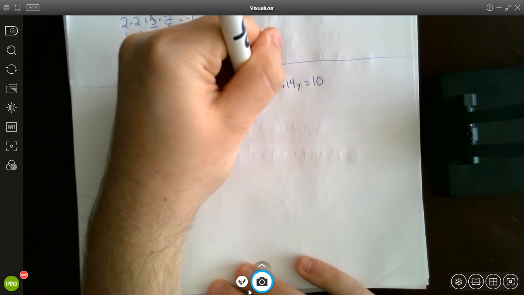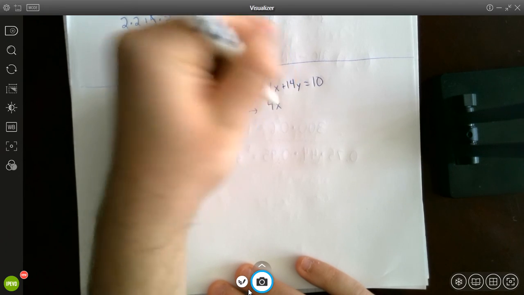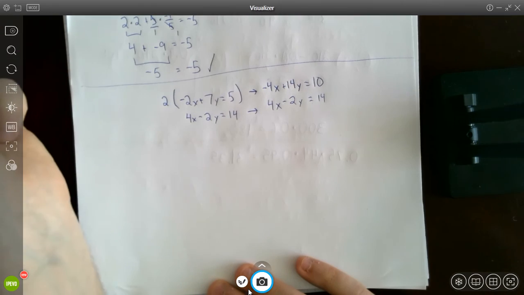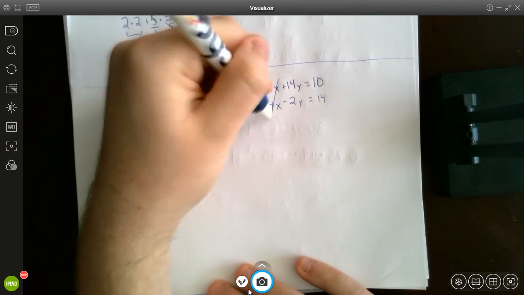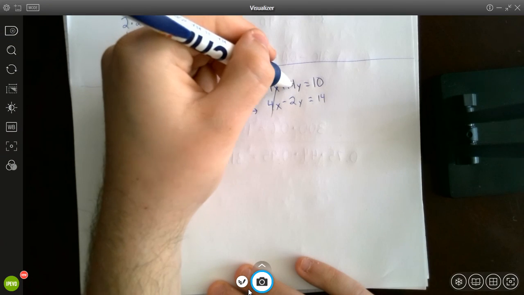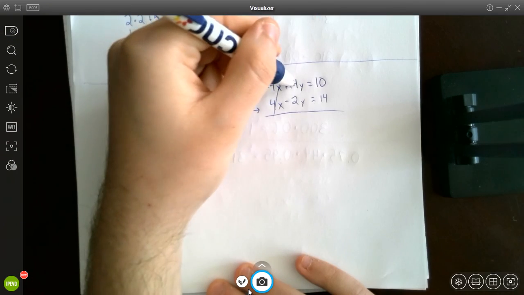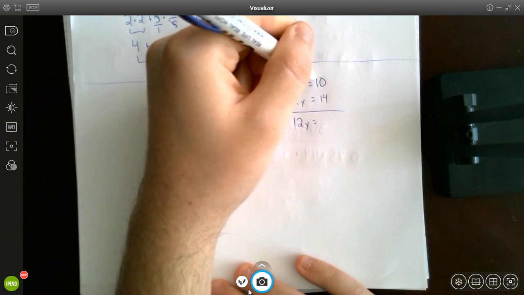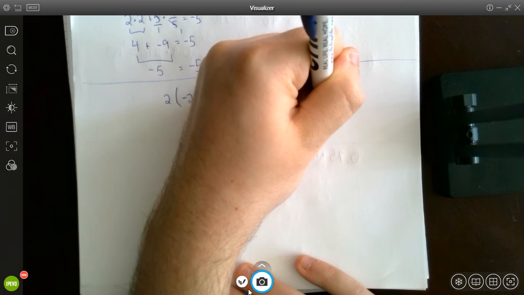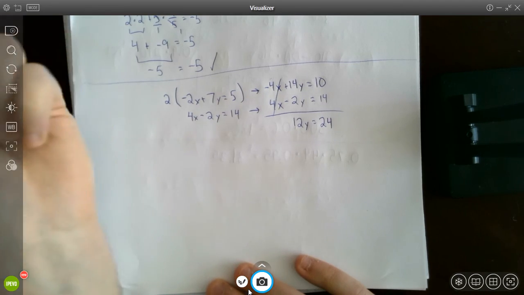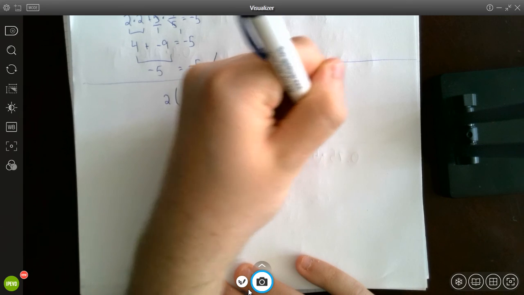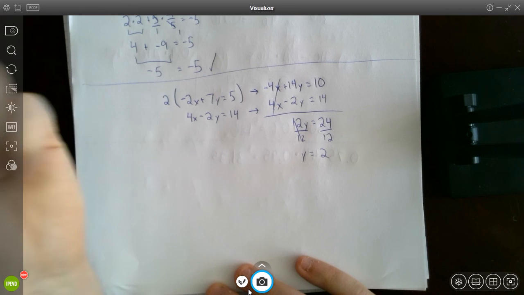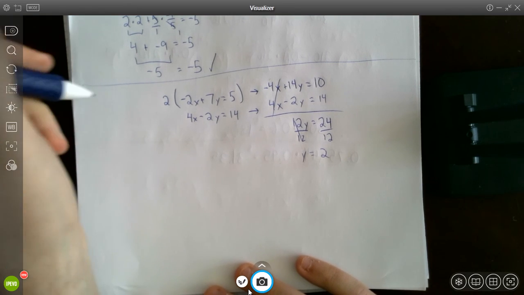But we'll keep this other equation exactly the same, how it is. So we've got 4x minus 2y equals 14. And now our x's will cancel. 14y minus 2y. Well, 14 minus 2 is 12. And we've got 10 plus 14. 10 plus 14 is 24. Once again, we get to a really easy equation that we can solve. When we divide both sides by 12, we get that y is equal to 2. Wow, kind of convenient considering the last question, x was equal to 2.